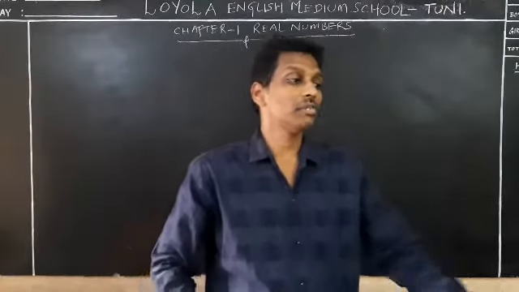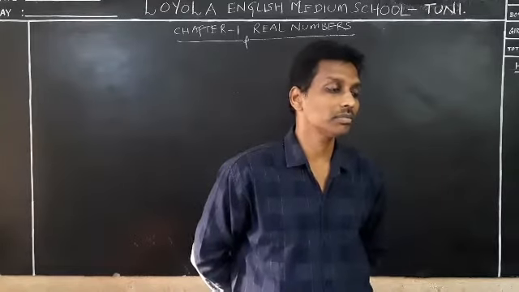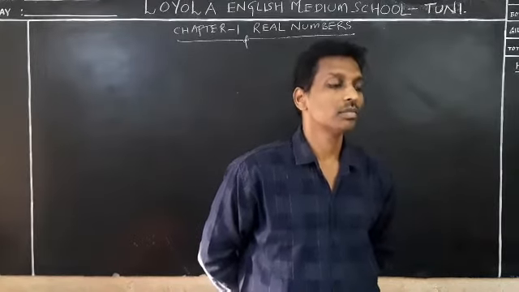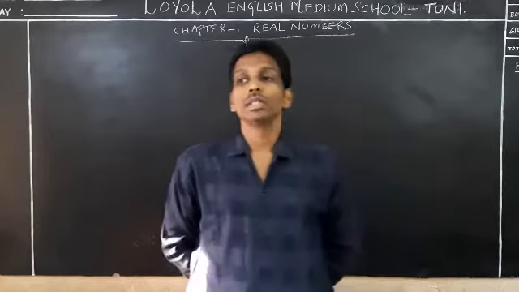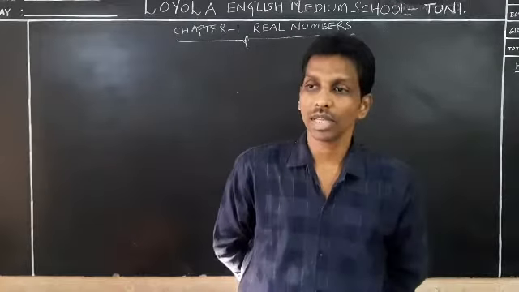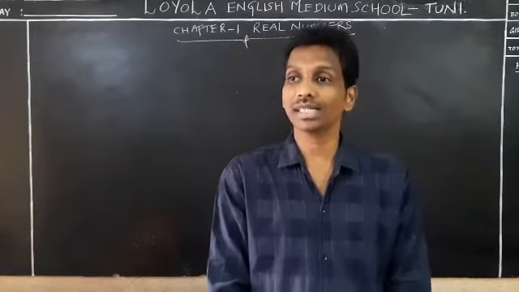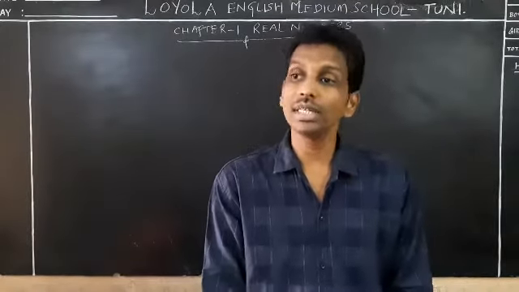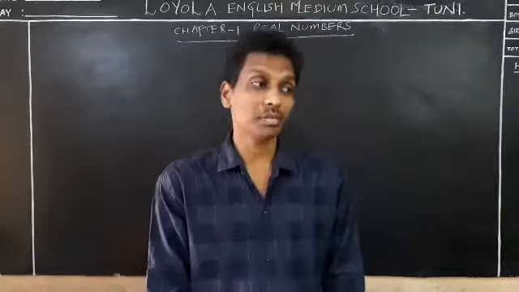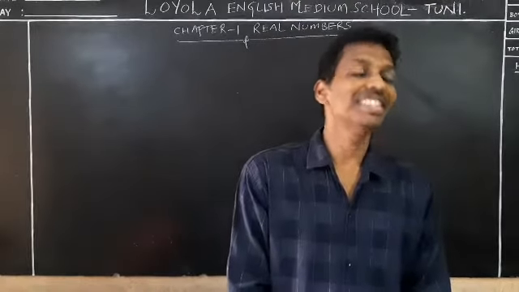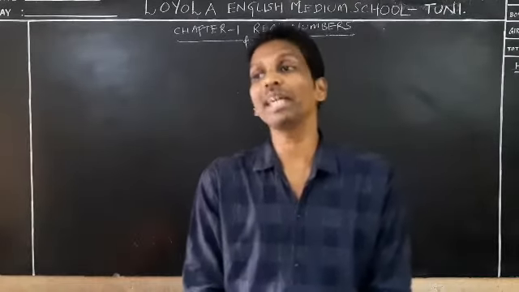Right? What is meant by set of integers? Yes. The set of whole numbers along with negative natural numbers is known as set of integers. They are represented by the letter Z.